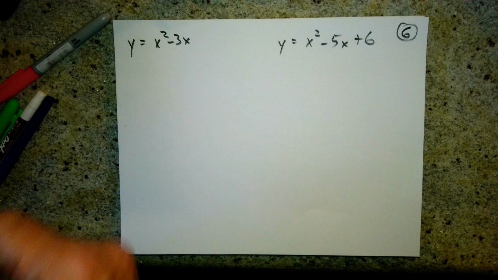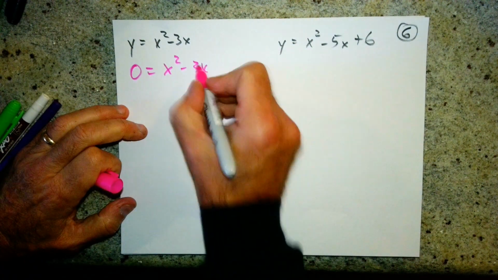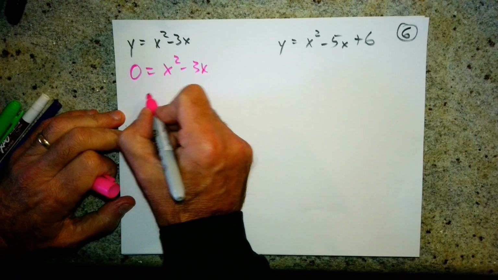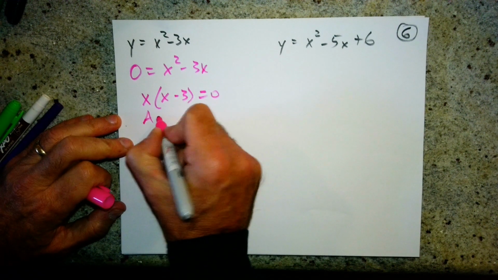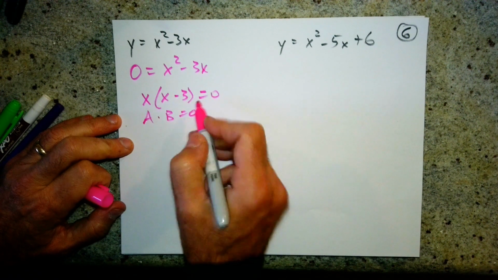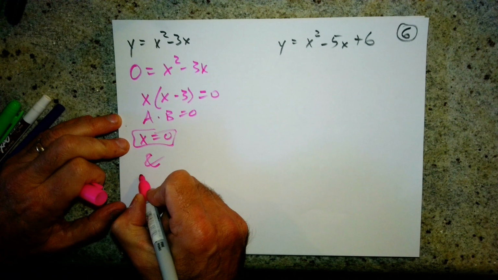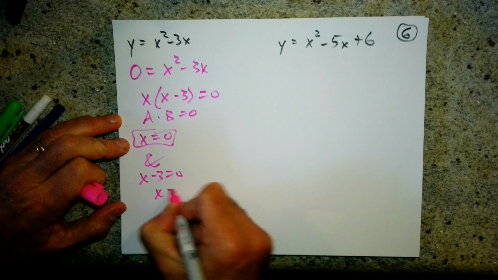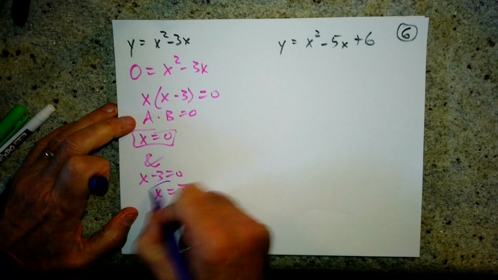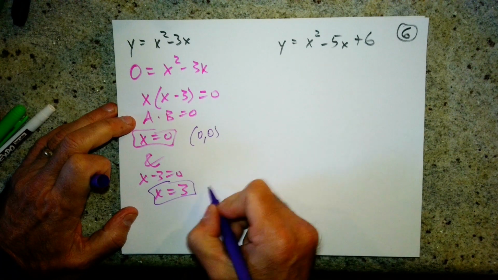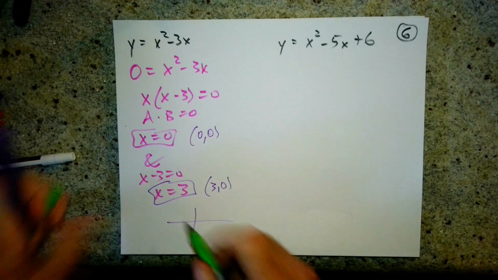Okay, another example. This one here, we have 0 equals x squared minus 3x. There are different ways to figure out what the x's are. I'm going to use factoring. Factor out an x and get x times x minus 3 equals 0. This is of the form a times b equals 0, which means a equals 0 or b equals 0, so I get x equals 0. And the other solution is x minus 3 equals 0, so x equals 3. All right, so what that gives me is 0, 0, this goes through the origin, and 3, 0. Looks like this.